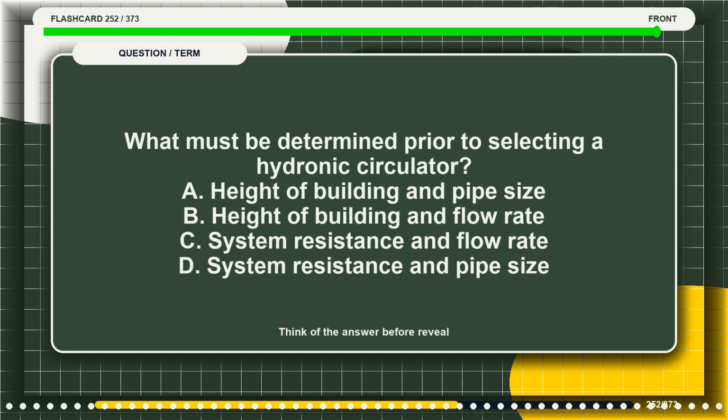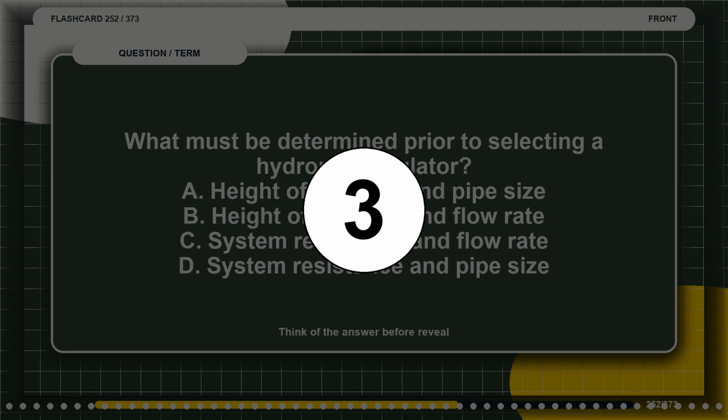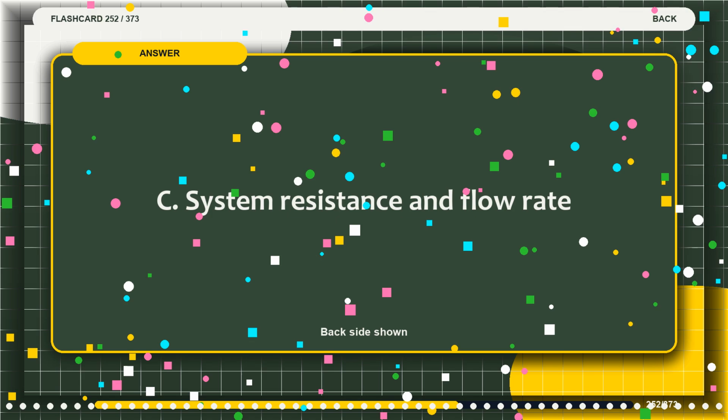Flashcard 252. What must be determined prior to selecting a hydronic circulator? A. height of building and pipe size. B. height of building and flow rate. C. system resistance and flow rate. D. system resistance and pipe size. Think of the answer before the reveal. The answer is C. system resistance and flow rate.